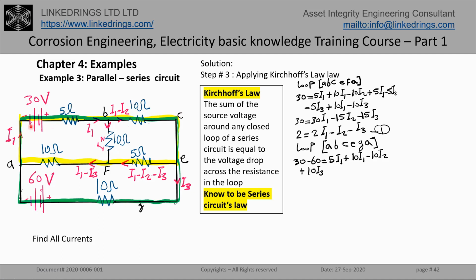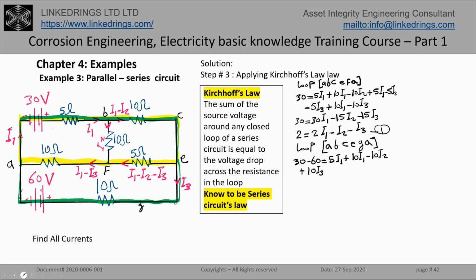So what is the source voltage here? The source voltage here, this is my direction. So it is 30 volt minus 60 volt, correct? Because it's the opposite direction. Equal to the current times the resistance. So 5 I1 plus 10 I1 minus 10 I2. This is I3 plus 10 I3.